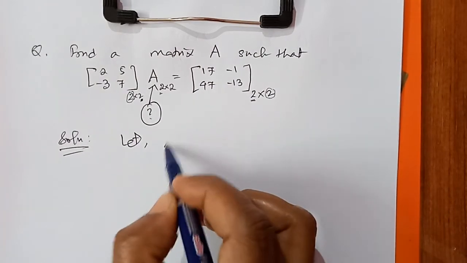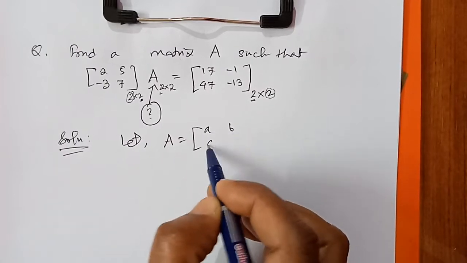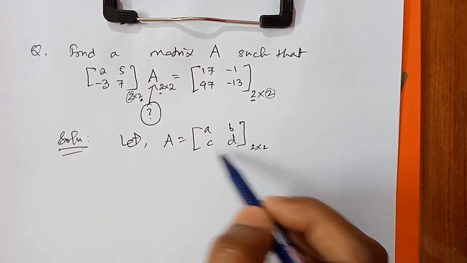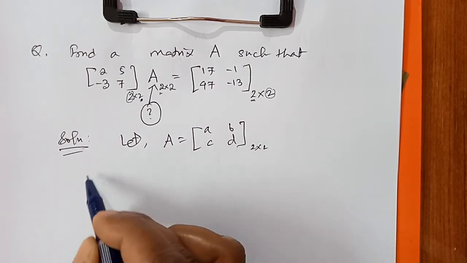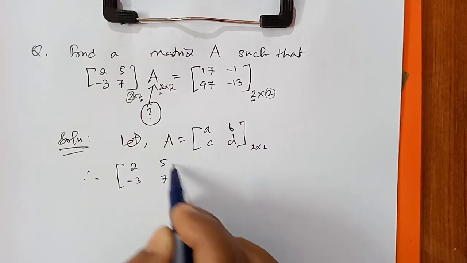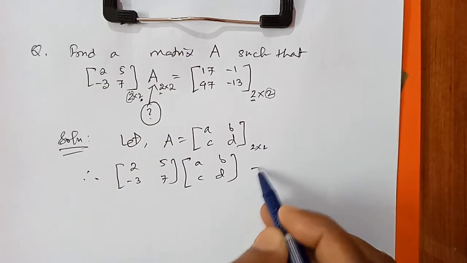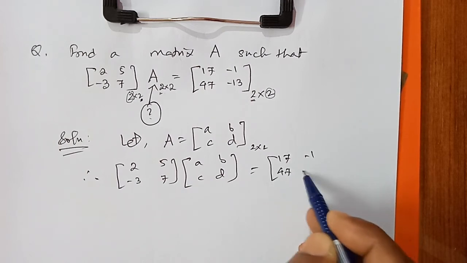The solution. Let matrix A equal to [[a, b], [c, d]]. It is a 2 by 2 order matrix, and a, b, c, d are all unknown elements. You have to find their values. So write the product. Therefore [[2, 5], [-3, 7]] times [[a, b], [c, d]] equals [[17, -1], [47, -13]].